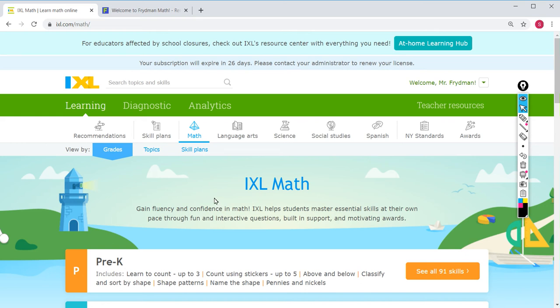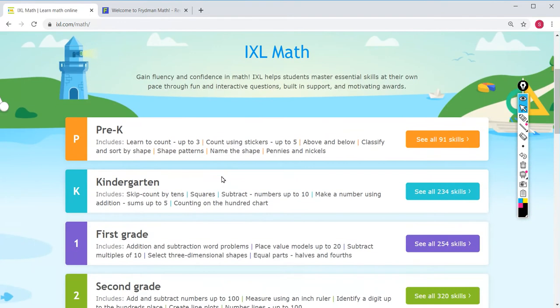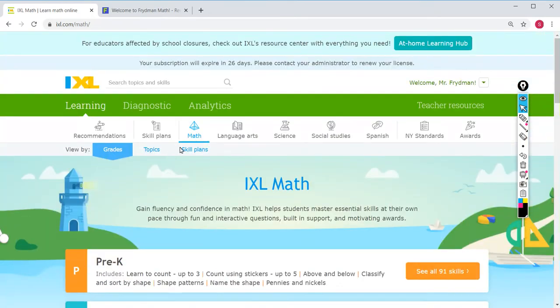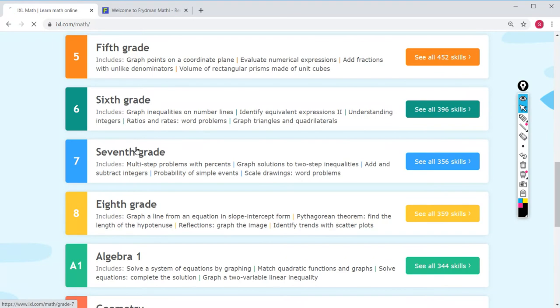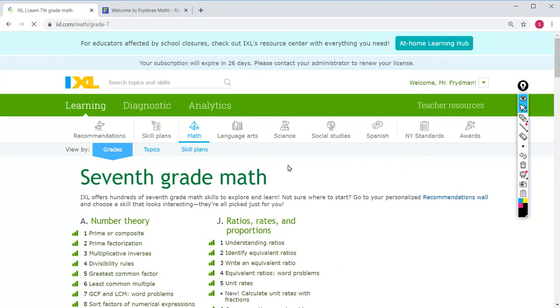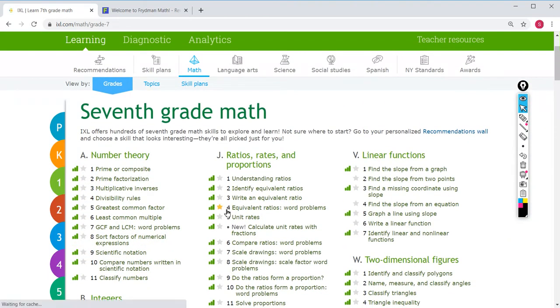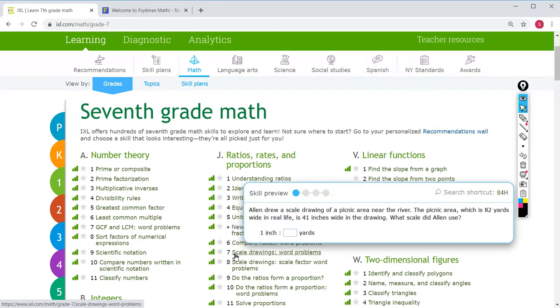Hi, everybody. Let's do IXL 7th grade J7. Go to Learning, make sure you're on Math, then go to 7th grade J7, Scale Drawings, Word Problems.